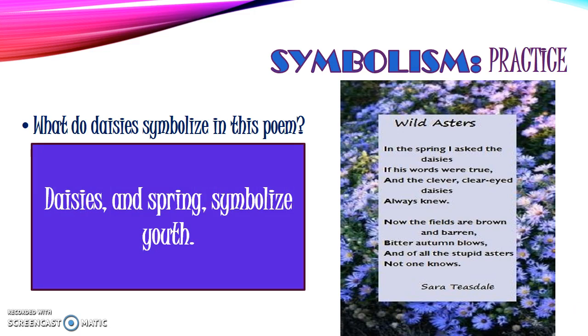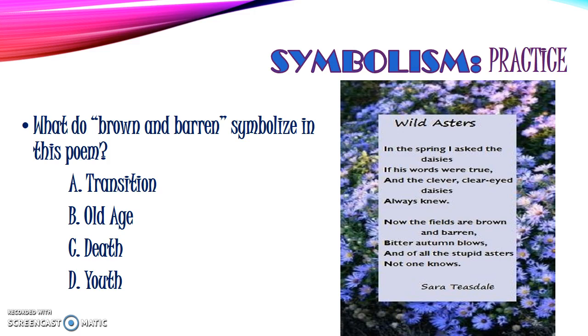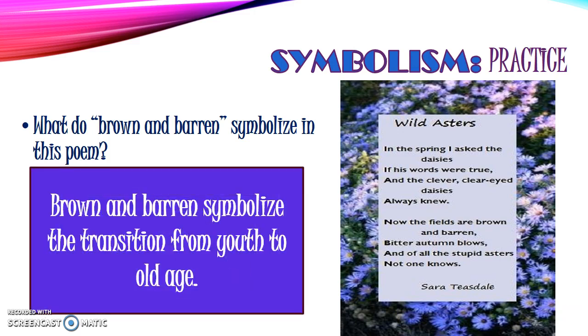Daisies and spring symbolize youth in the poem. What do brown and barren symbolize in this poem? Transition, old age, death, or youth? Brown and barren symbolize the transition from youth to old age.